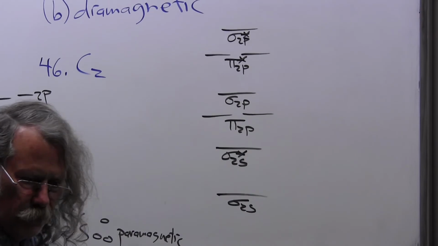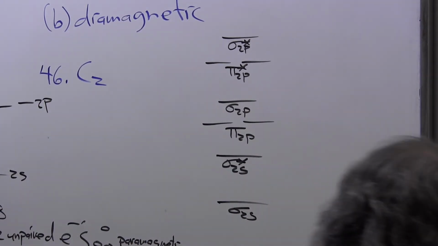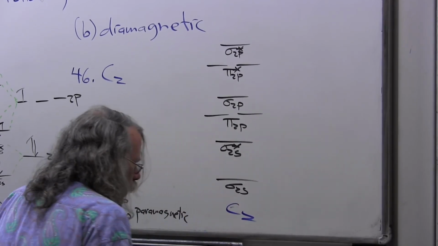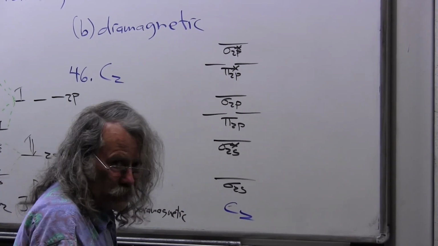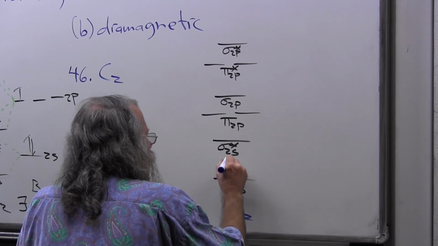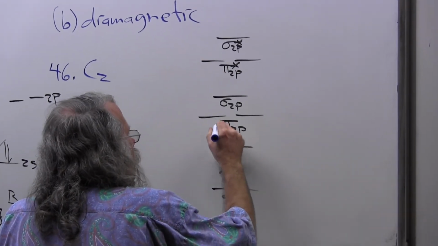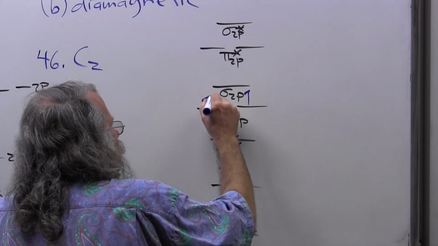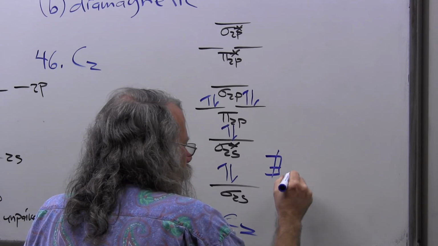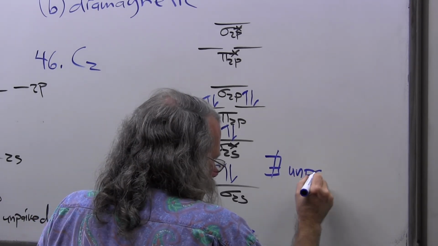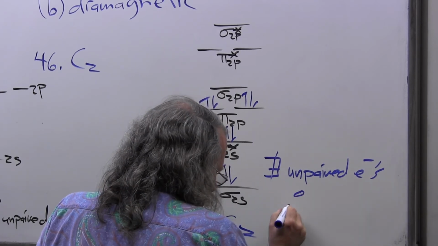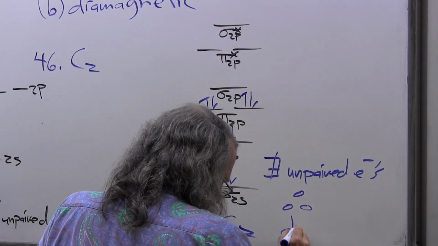For carbon, for C2, I have 4 electrons from each carbon atom. That's going to give me 1, 2, 3, 4, 5, 6, 7, 8. There do not exist unpaired electrons, and therefore it is diamagnetic.